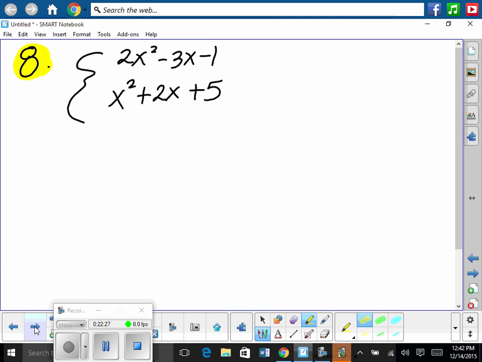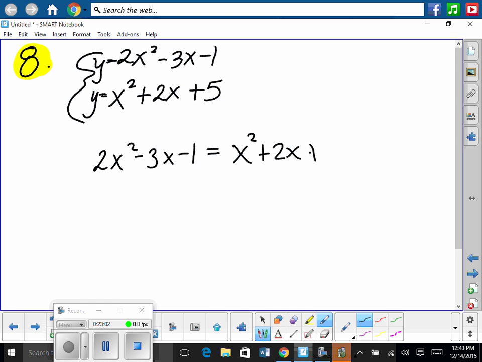So once again, you have y is equal to, I should have written this a little bit prettier. So we have y is equal to 2x squared minus 3x minus 1, and y is equal to x squared plus 2x plus 5. So we could do this a couple different ways. You could either graph it and find the intersection points. There are 2 intersection points. And then you would check your answers and then throw out any extraneous solutions. But I'm just going to say, okay, if they're both equal to y, then they're both equal to each other. So 2x squared minus 3x minus 1 is equal to x squared plus 2x plus 5.